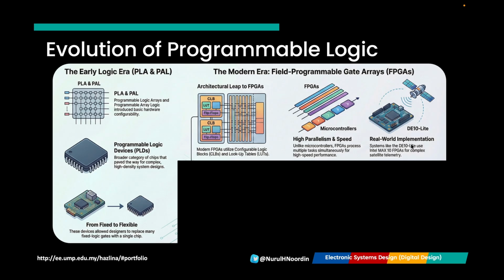Early PLDs were generally limited to simple combinational logic. FPGAs, on the other hand, paired their lookup tables with built-in flip-flops and registers for complex sequential logic. FPGAs also introduced advanced internal components that PLDs lack, such as block RAM for data storage and dedicated digital signal processing blocks for high-speed arithmetic.